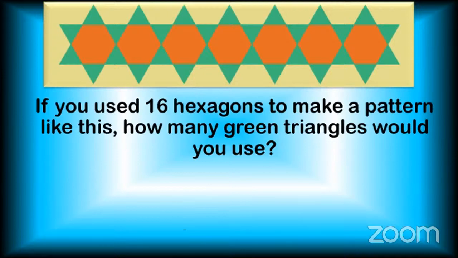All right, so the next part of the item is that if you use the 16 hexagons to make a pattern like this, how many green triangles would you use? So if you use 16 hexagons, 16 of this orange shape right here, to make a pattern like this one that we have so far, how many green triangles would you use? So I'm looking for some responses in the chat.